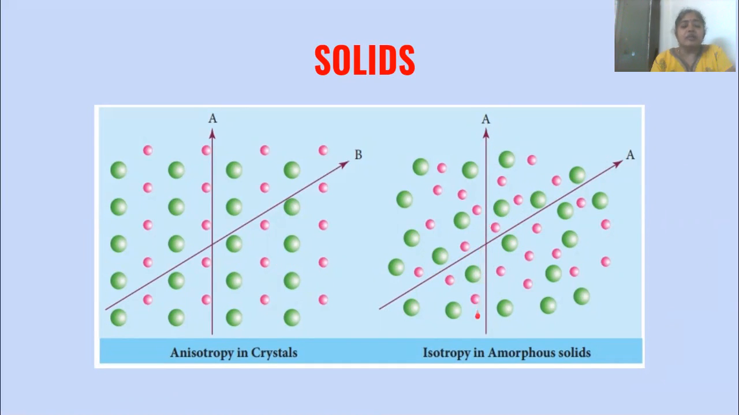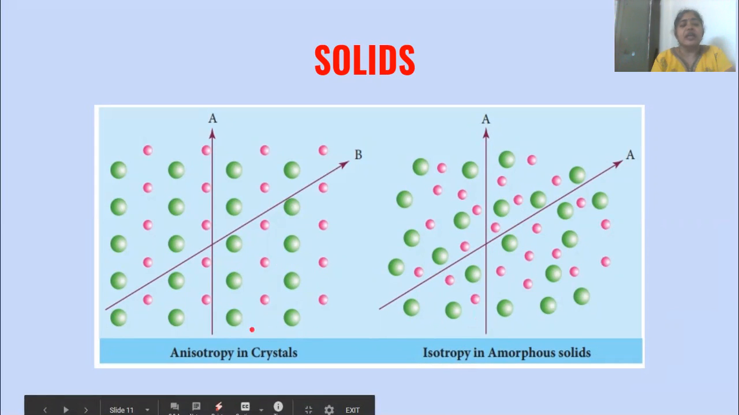So when the solid does not show a change in the value of a physical property, or the magnitude of the physical property does not change with respect to the direction, that is called isotropy. So isotropy is a characteristic of amorphous solids, whereas anisotropy is a characteristic of crystalline solids.